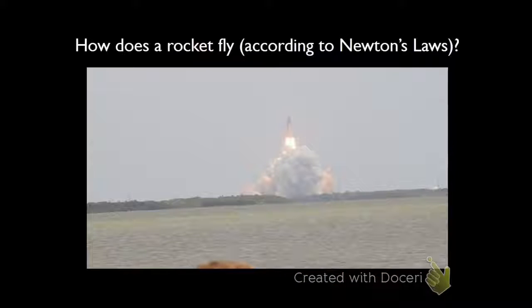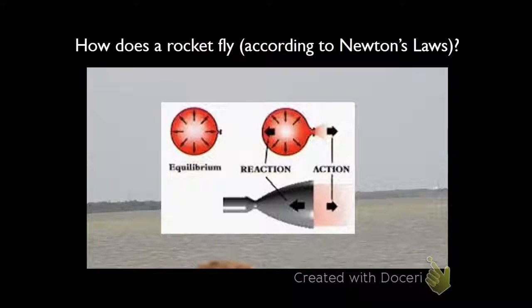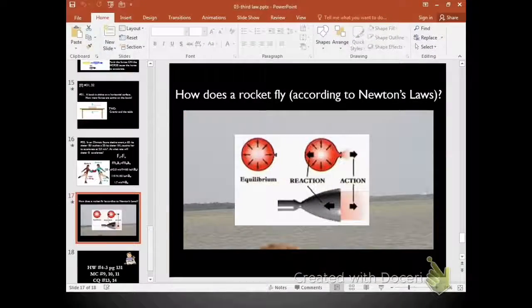Another conceptual thing here: how does a rocket fly? A lot of people think a rocket flies because the gases push against the ground, but rockets will fly even when they're far off the ground. The reality is it's the rocket pushing against the gases escaping from it, and the gases escaping from it pushing against the rocket, and that is what makes a rocket fly. Action-reaction forces. And that's it for Newton's third law.